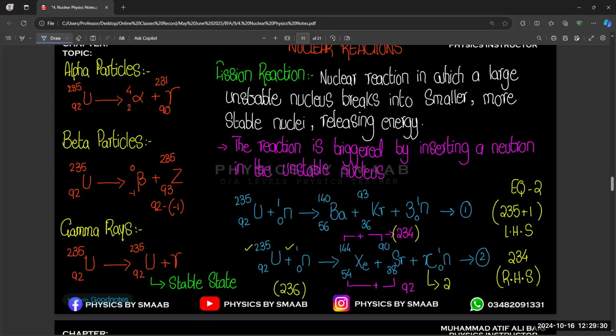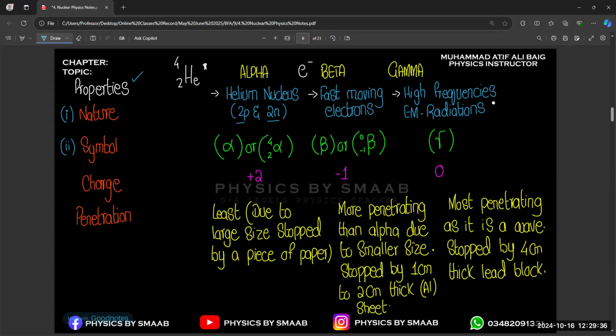Yes. Then it will be easy with the help of the numbers. Right now, you just need to keep in mind that when they talk about alpha, alpha means 2 protons, 2 neutrons. So it means we need to subtract 2 protons and 2 neutrons from the nucleus. Okay. If they talk about beta, it means only 1 electron. And if they talk about gamma, it means no proton, no neutron. So this is the concept of nature, right?